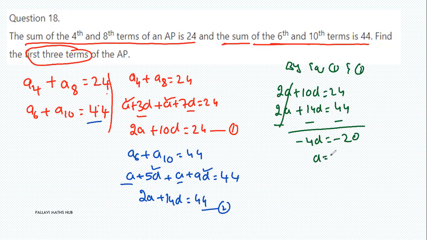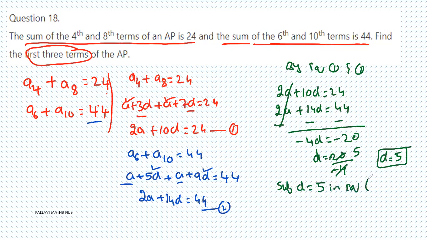D is equal to minus 20 divided by minus 4. 4 ones are 4, 4 fives are 20, and minus minus also get cancelled. D is equal to 5. Okay, you got the value of D, but you need to find the value of A. Substitute D is equal to 5 in equation 1 or 2.